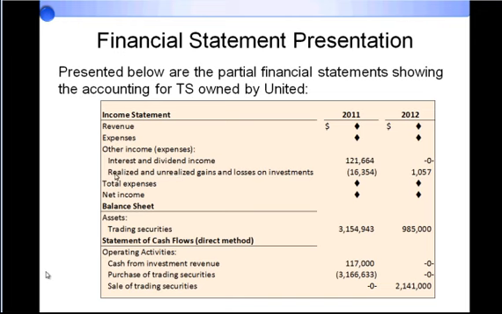That being said, you don't necessarily have to report these together. You could separate these out. It doesn't matter as long as they're both there. Then again, the trading securities are a current asset, and the purchase of trading securities was a cash outflow. And when we sold them, that was a cash inflow.